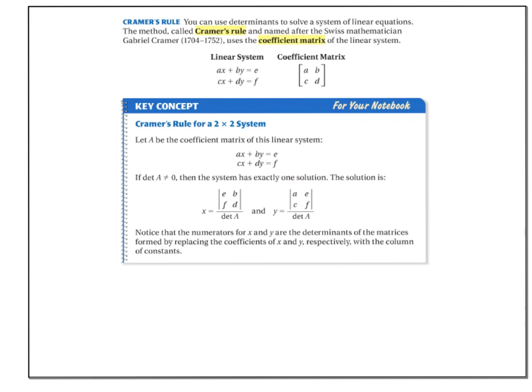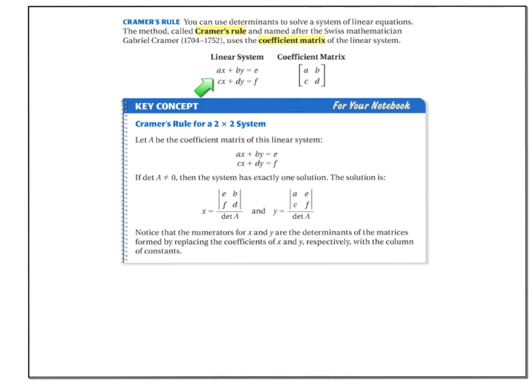Now that you've learned about determinants and how they work, you're ready to move on to Cramer's rule. Cramer's rule is used to solve a system of linear equations, named after, apparently, the Swiss mathematician Gabriel Cramer. So here's what he does in order to solve a system using his own rule.